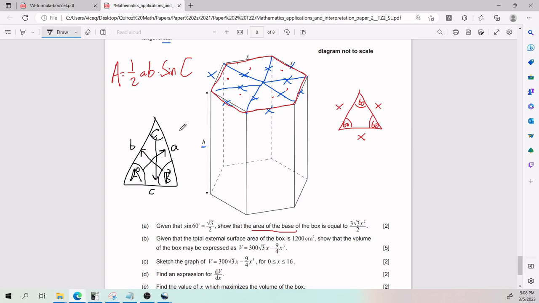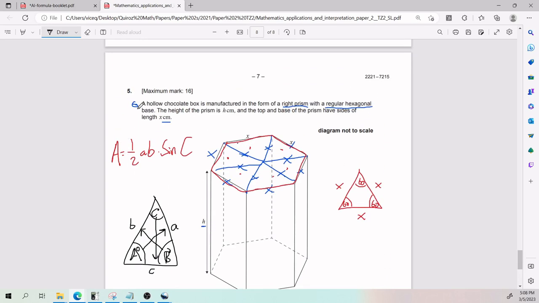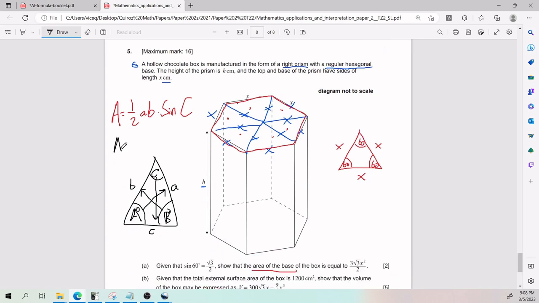So if I apply this same formula from here, the area of one triangle is going to be 1/2 times x, which is a, times b, which is going to be another x, times sine C, the angle in between, which is just going to be sine 60.